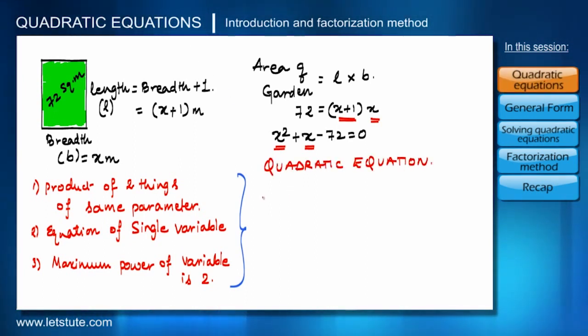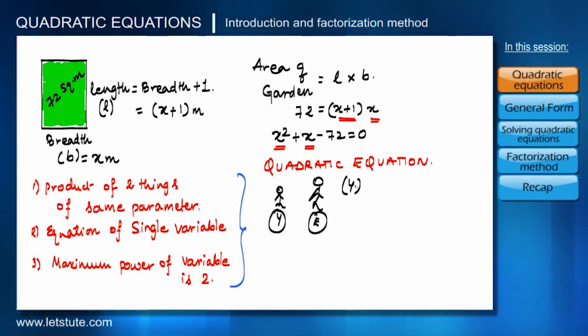For instance, let's take one more example to understand the quadratic equation. Say there are two brothers, one is younger and the other is the elder one. And let's say we know two things about their ages: the product of the ages of the younger brother and the elder brother is 12. And the second piece of information is that the age of the elder brother is 2 years more than twice the age of the younger brother.